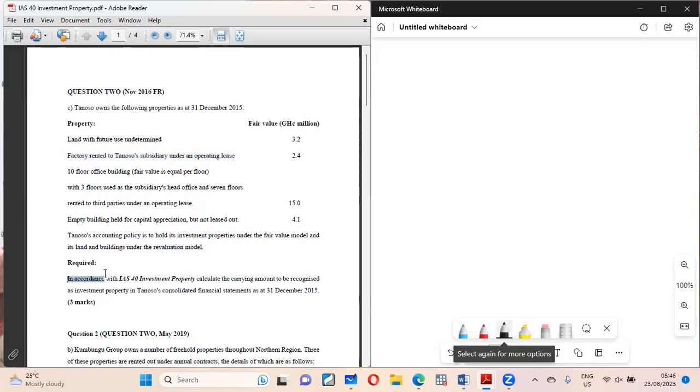So this one says in IAS 40, it means that we won't add this one. This one won't be part. Yes, it's PPE. Okay. So that is that. Then we have the 10th floor office building.